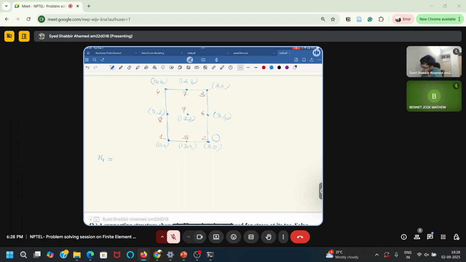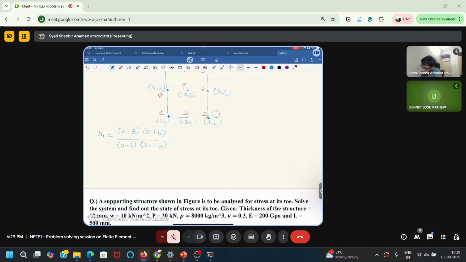We just take what terms are there. We will start with the second node, so we have 1, 5, 2, right? On that, what are the x coordinates? So x minus 3 into x minus 1.5, divided by 0 minus 3 and 0 minus 1.5. Like we have already learned, these are the linear shape functions.